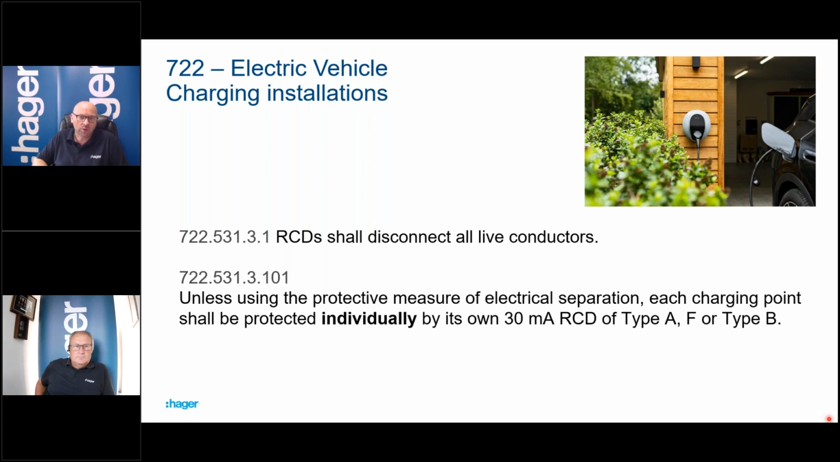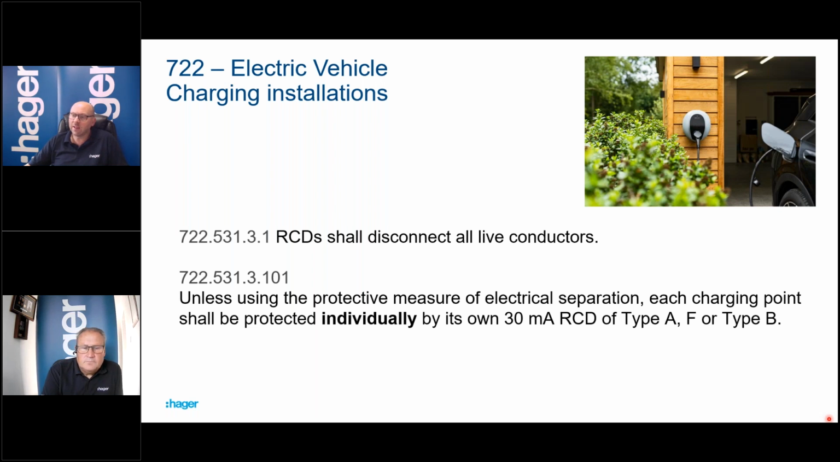But it's quite possible you can use that as a protective measure, of course. So unless you're using electrical separation, each charge point shall be protected individually by its own 30 milliamp RCD of type A, F or B. So that part of it is really clear. The bit that we've got missing there from the text is it says that you can use a type A or an F if it's in conjunction with an RDCDD, and that's the device we spoke about earlier.